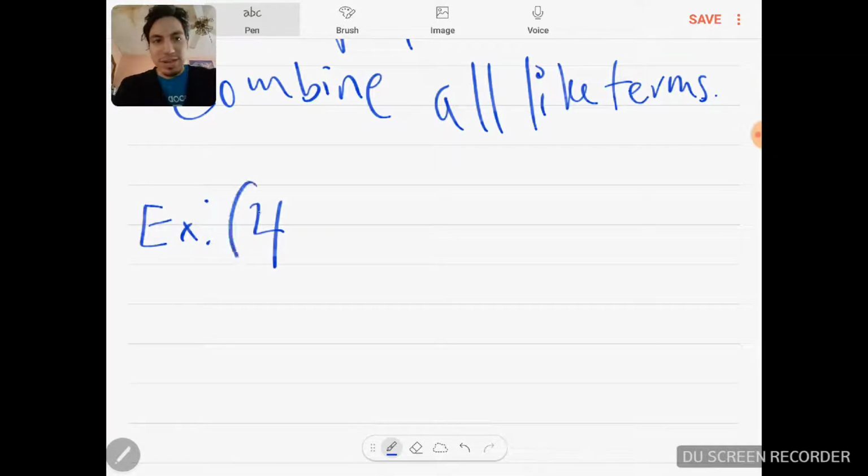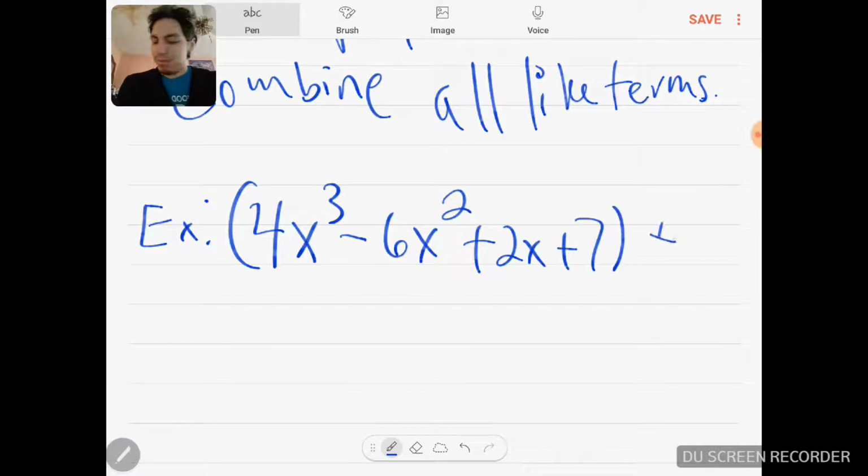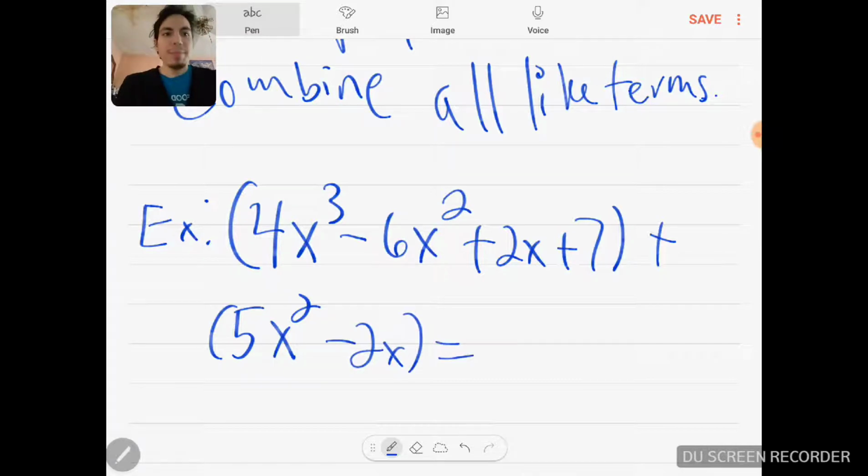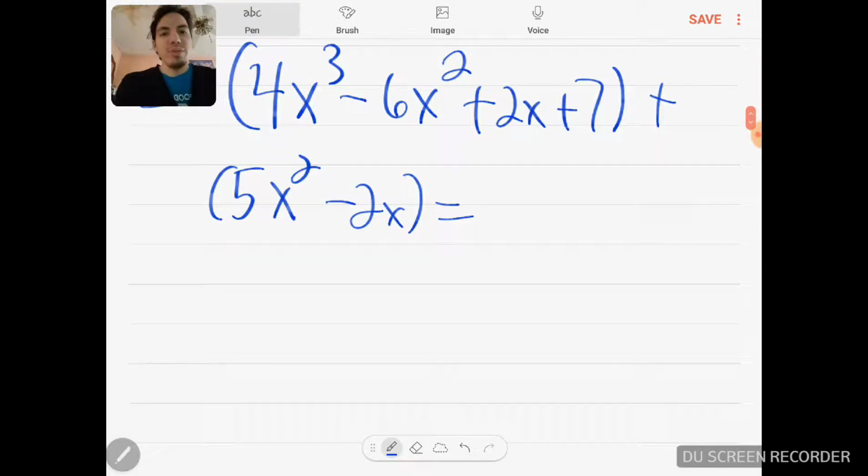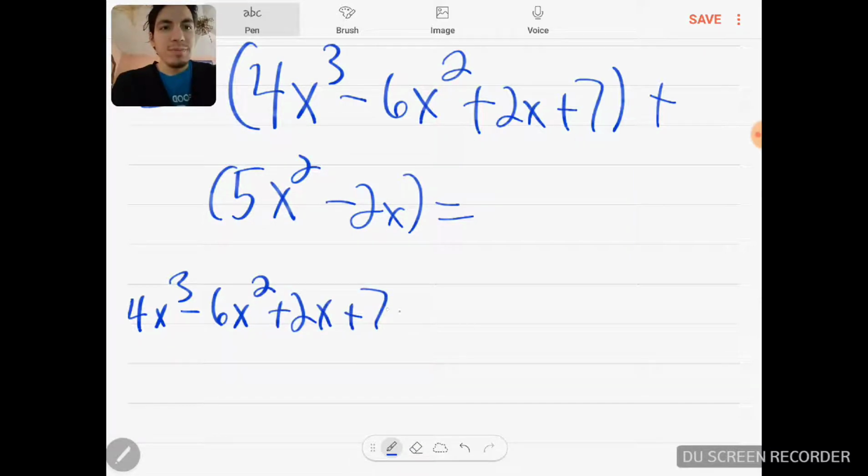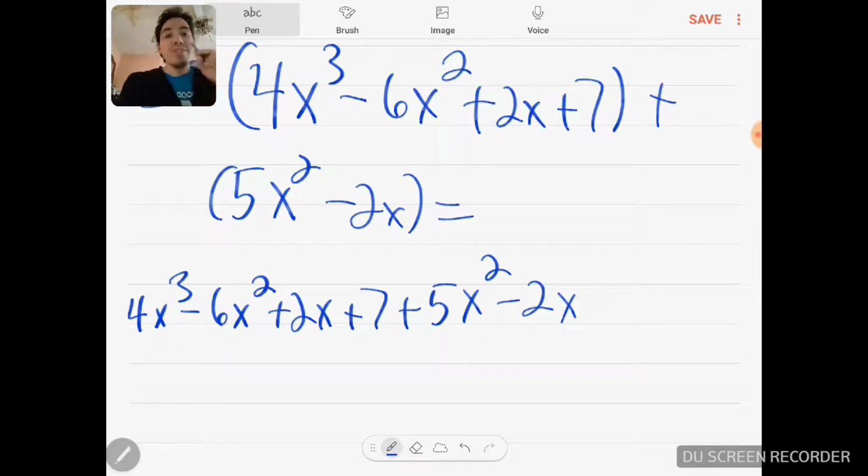So in this example, we have 4x to the third minus 6x squared plus 2x plus 7, plus parentheses 5x squared minus 2x. Okay. I'm going to rewrite this again, but I'm going to remove the parentheses now. Now, when you say combine like terms, we don't mean literally combine everything.